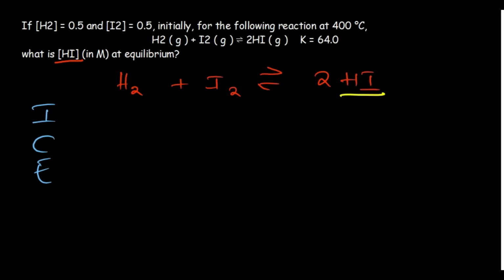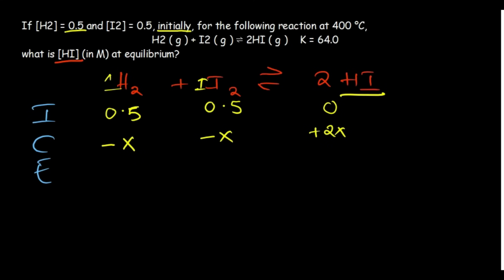Initially the concentrations have been given. For hydrogen it was 0.5, for iodine it was also 0.5, and I also mentioned that unless stated, the product's concentration is 0 at the start. For the change, look at the coefficients. There we've got a 1, 1. Now I said you add a negative for the reactants to indicate a decrease, and for the products, positive, indicating an increase in the concentration. Now, have we been given any equilibrium concentration? Not at all. So 0.5 minus x, again 0.5 minus x, and for the product 0 plus 2x, which is just as good as 2x.